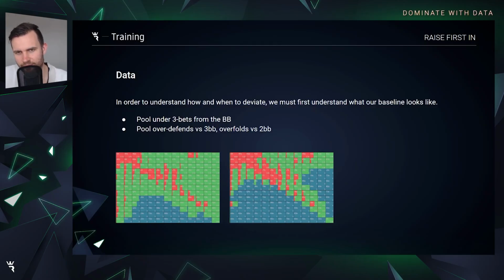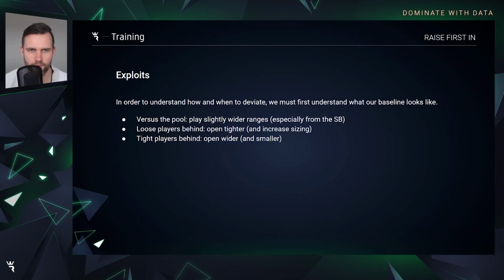Like if you face a 3 big blind open, then what people will do is they will fold a bit more than 2.5 big blinds, but not as much as they should. And then if they face a 2 big blind open, they call a bit more than 2.5, but not as much as they should. All right, so exploits.